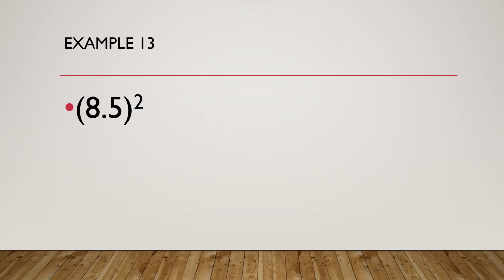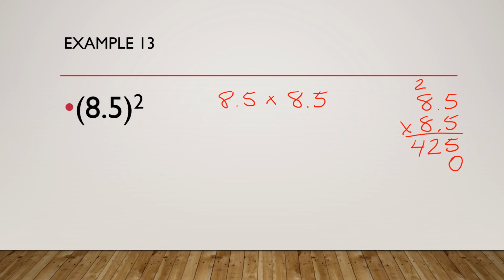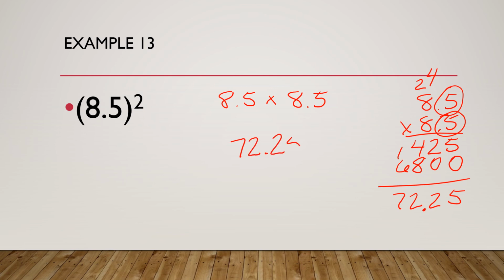And then our last one is 8.5 squared. So that's 8.5 times 8.5. 5 times 5 is 25. 5 times 8 is 40, plus 2 is 42. 5 times 8 again is 40. 8 times 8 is 64. 64 plus 4 is 68. So we get 5, 2. 8 and 4 is 12, carrying a 1. We've got a total of 2 decimal places here, so we're going to move it over 2 in our answer, and we'll get 72.25.